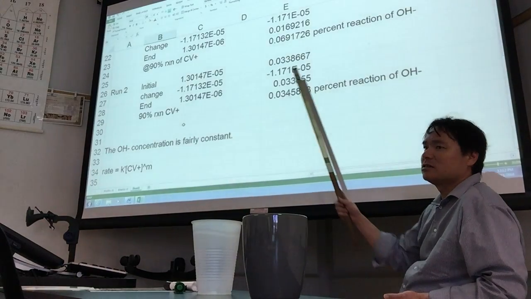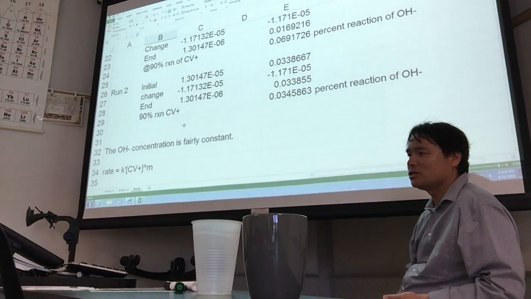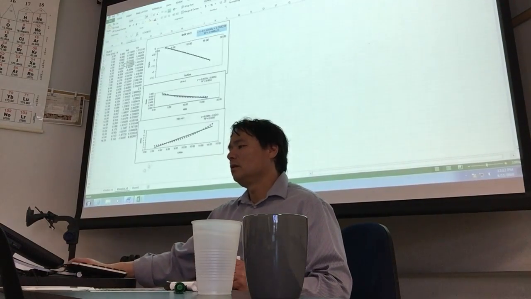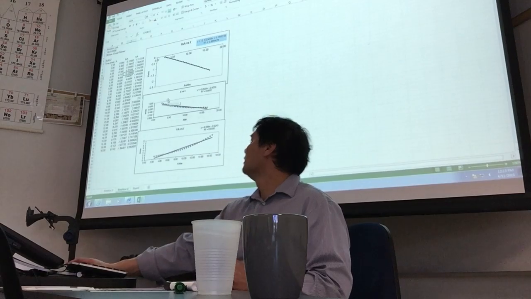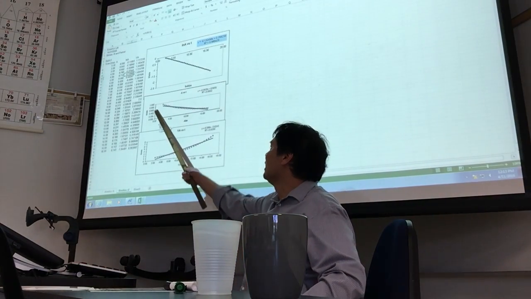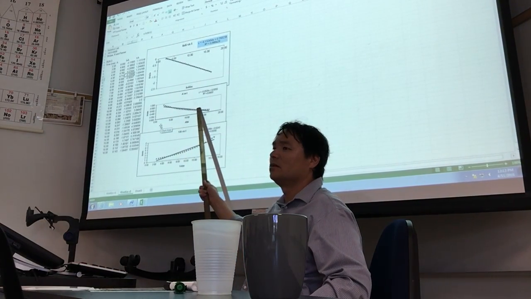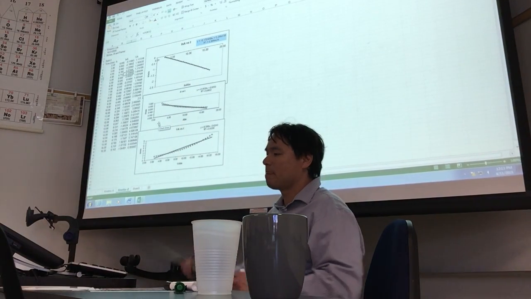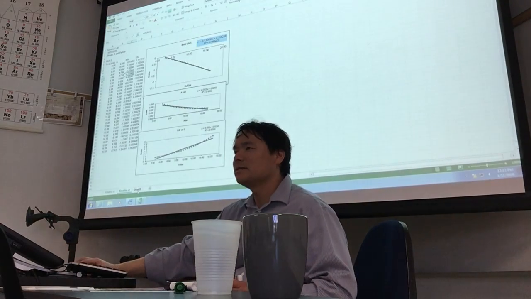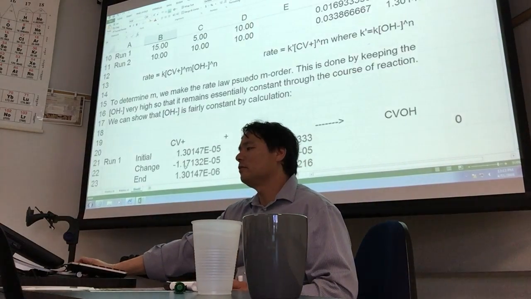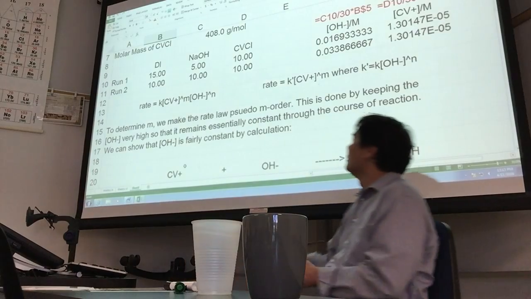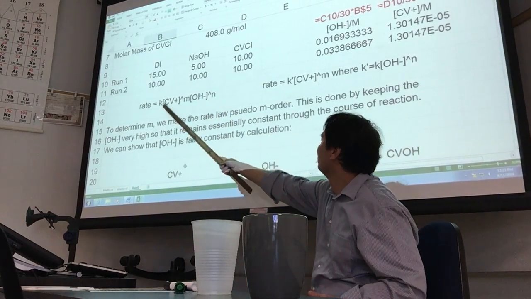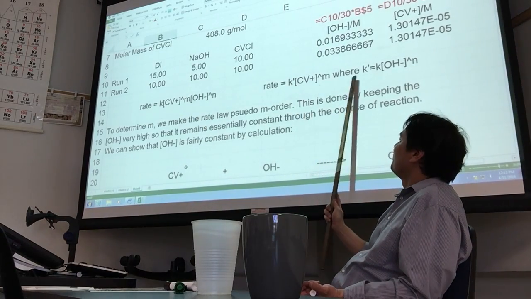And so we have a huge excess of hydroxide, therefore it didn't really change. And so in run 2, what's impacting the rate is only the decrease in the crystal violet concentration. The hydroxide has no impact on this. Does that make sense? And therefore, we made this pseudo-M order. That is, hydroxide is at such a high concentration, we'll just combine the constants and call it K prime.